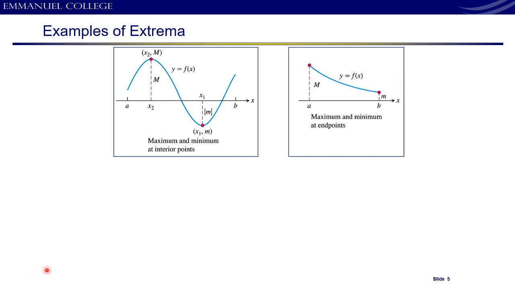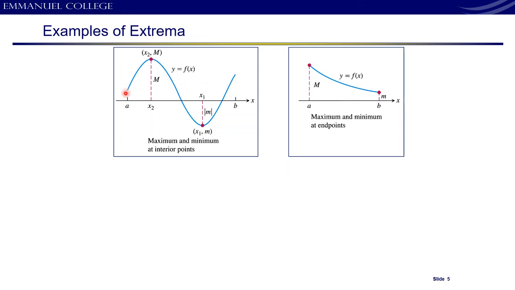Now here's one where, notice this function is strictly decreasing, whereas the previous function increased, then decreased, and then increased again. This one is strictly decreasing. And because the function's strictly decreasing on the closed interval, that means this endpoint is your absolute max, and this endpoint is your absolute minimum.